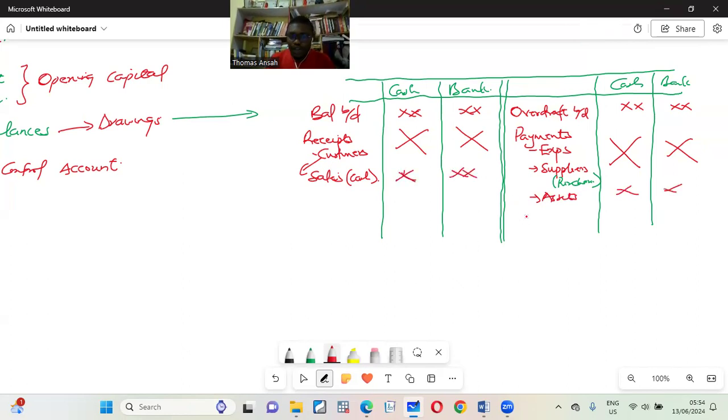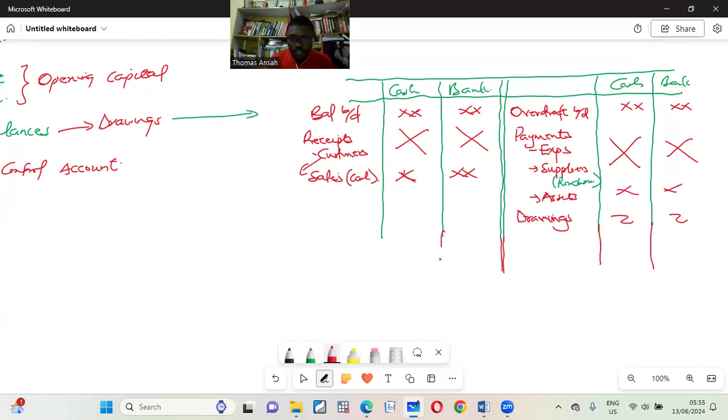Then you have drawings, cash drawings. Sometimes the drawings will not be given, and that will probably be your missing figure. But if drawings are given, then it means that you are looking for your balances. So let me put Z here. If any of these things is not there, then that is the missing figure. It can also be receipt from customers, or your cash sales, any one of them.